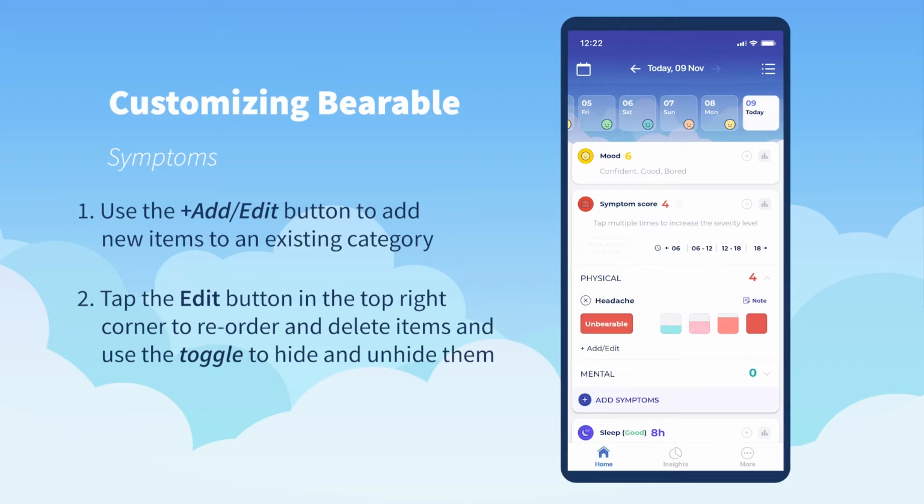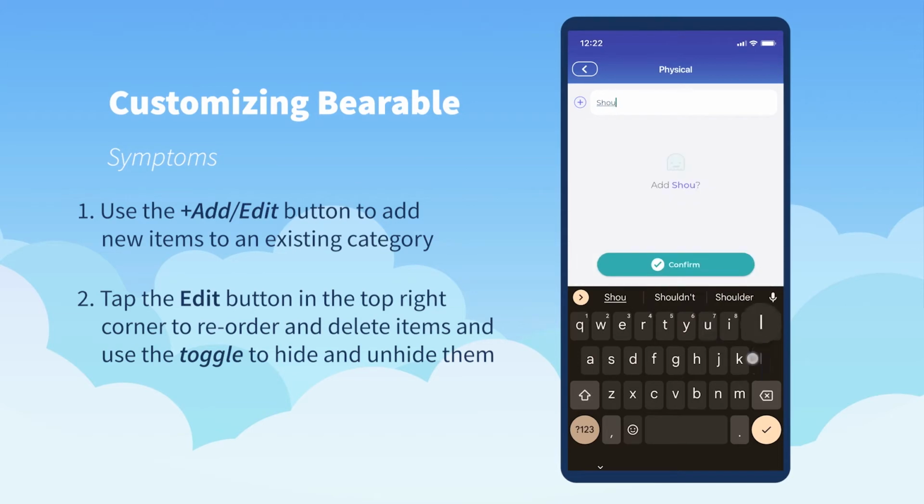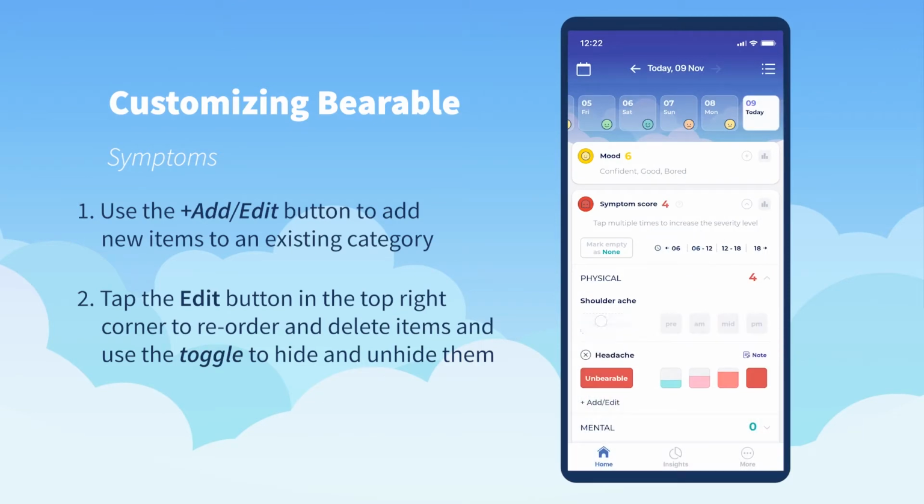Then symptom customizations, these are quite important. So you can use an existing category and add symptoms to it. Here we're using shoulder ache as a physical health symptom. You'll see it appear there at the top of that section.